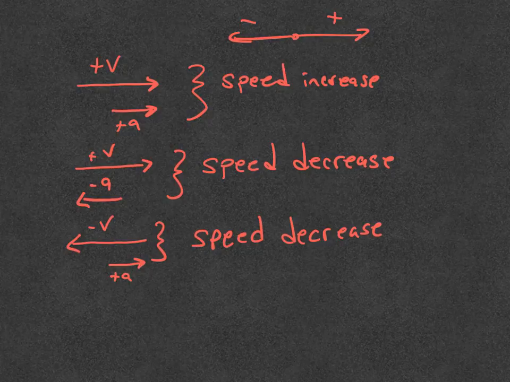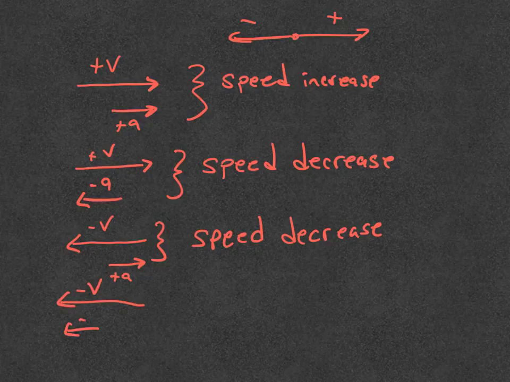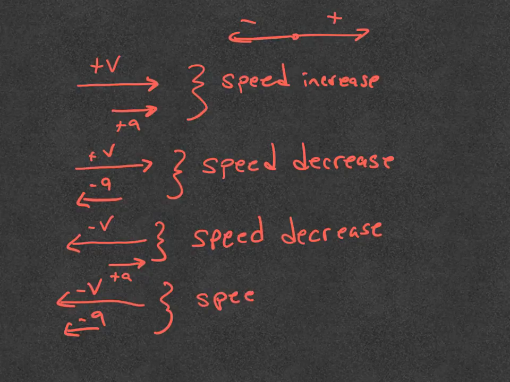Now the other piece of that would be, if I have a negative velocity and a negative acceleration, even though I have a negative acceleration, because the acceleration is in the same direction as the velocity, the speed of the object is going to increase.